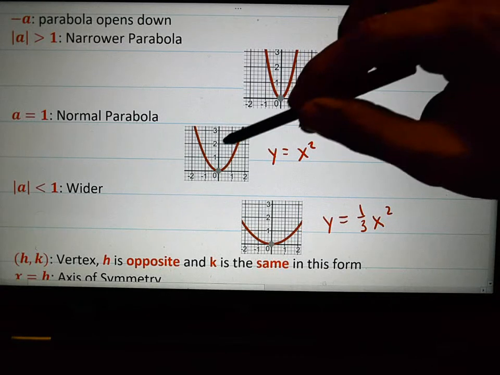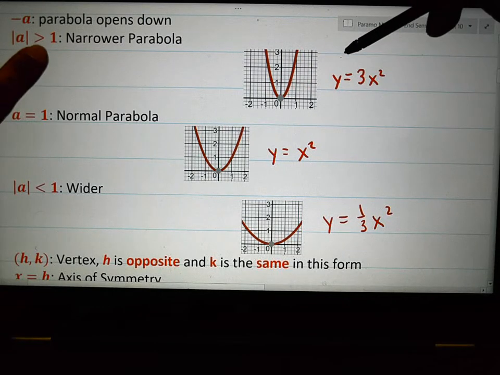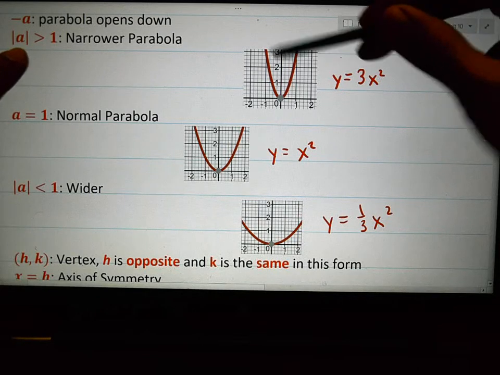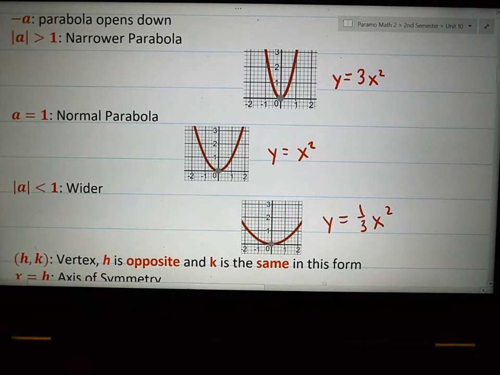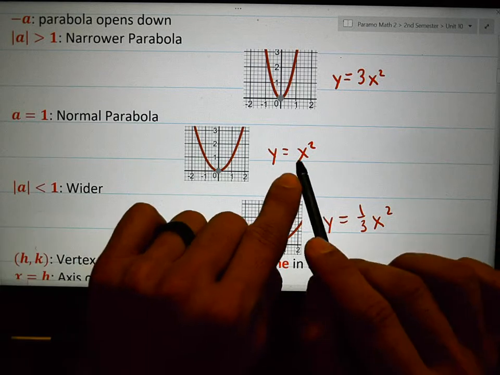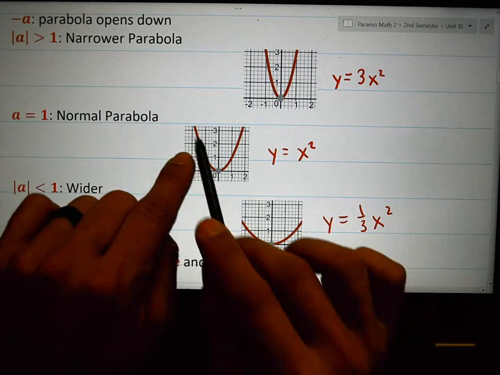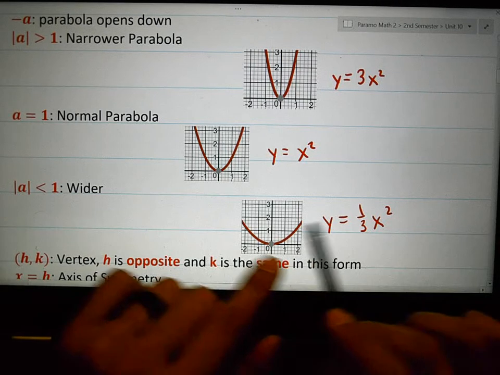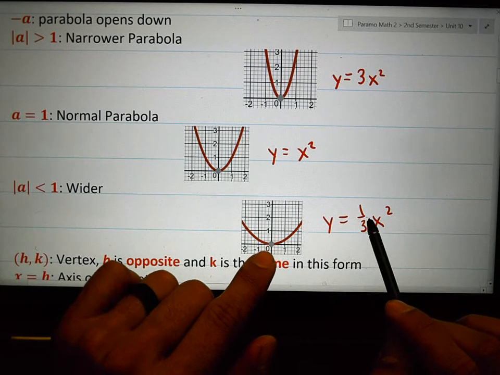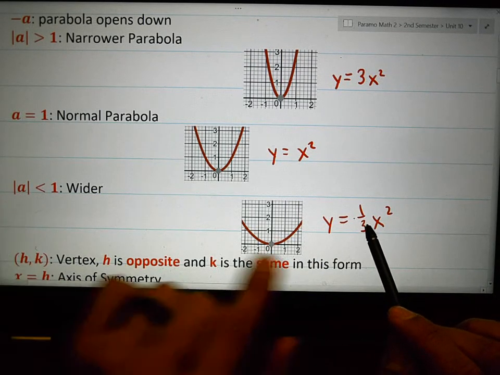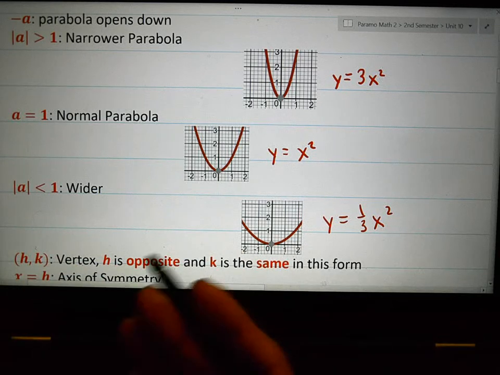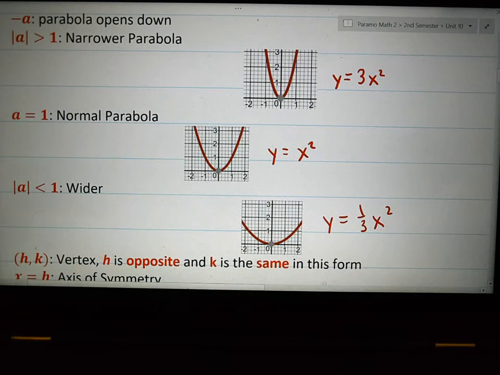What happens when you have an a value that is greater than 1, either positive or negative? It makes it narrower. What happens when the a is 1? It's a normal parabola. What happens when the a value is less than 1? It doesn't matter if it's positive or negative. It makes it wider. And you know that because you've been playing around with that on Desmos with that little slider.